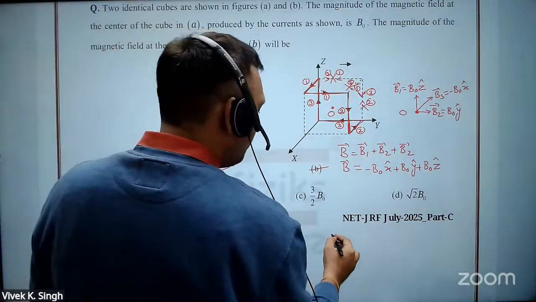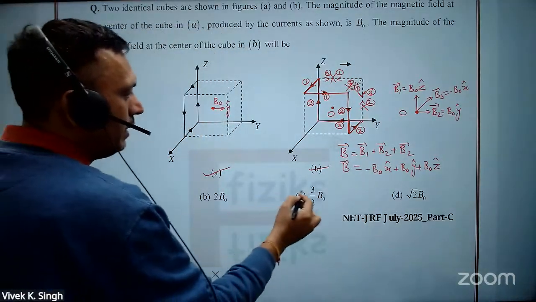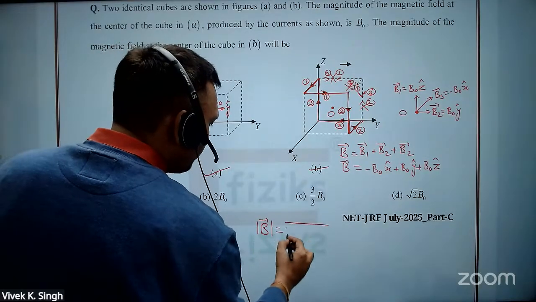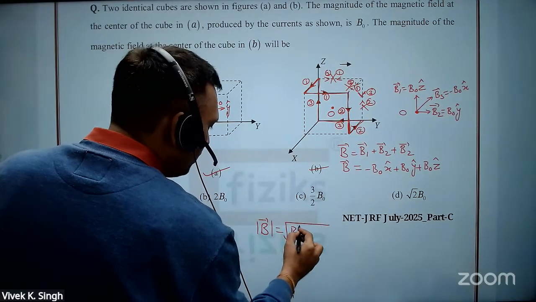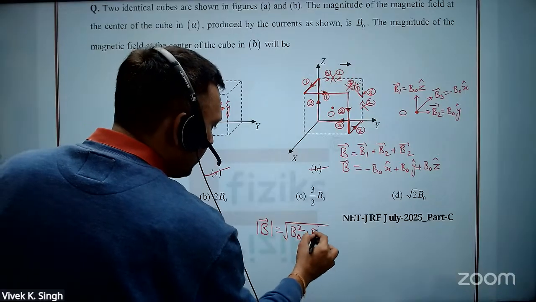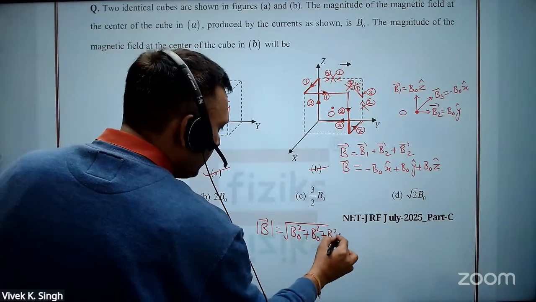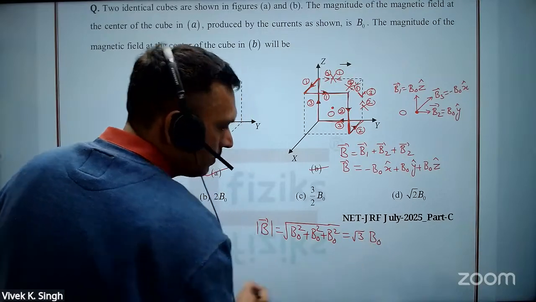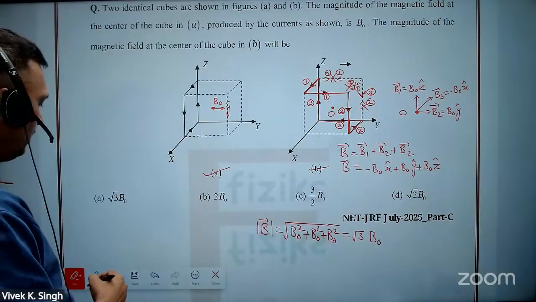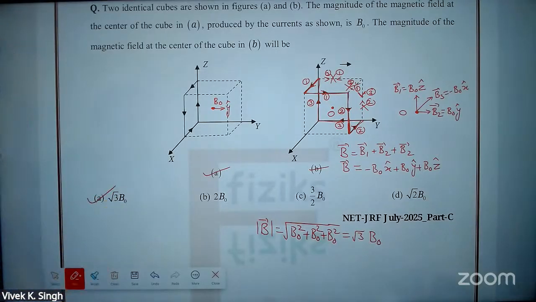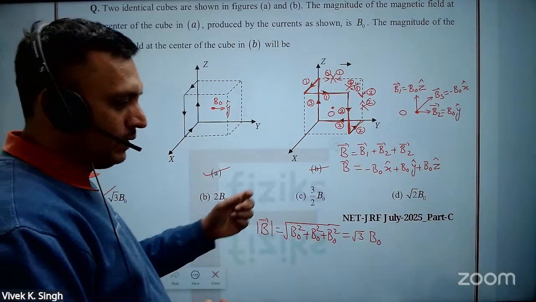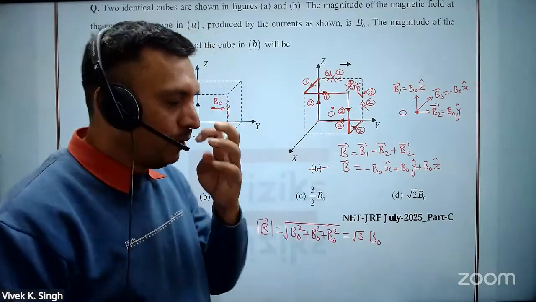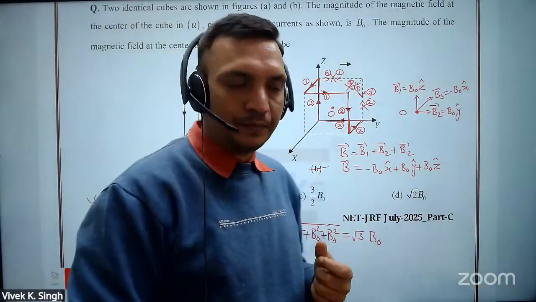So if you want to find the magnitude of B, let's calculate it. This will be simply under root B naught squared plus B naught squared plus B naught squared, and that will be under root 3 B naught. So option A is correct. Is it clear? That's why this information is given, and using the symmetry of the problem, we have calculated the magnetic field. So note it down.